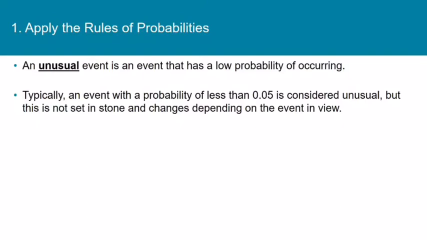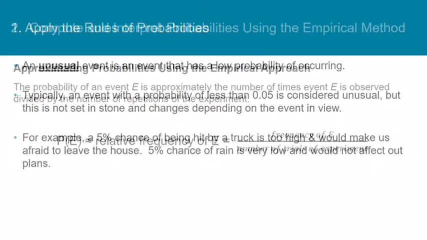For example, if I told you that the chance of rain tomorrow is 5%, you'd probably say, well, it's not going to rain, so that wouldn't make much difference to you. But if I told you that if you leave your house today, the probability of getting killed in a car accident is 5%, you'd probably stay home. So what's considered unusual changes depending on what the stakes are, but typically in a textbook, anything with a probability of less than 0.05 is considered unusual.